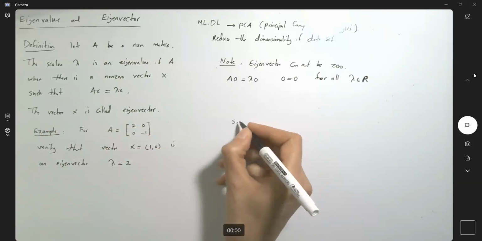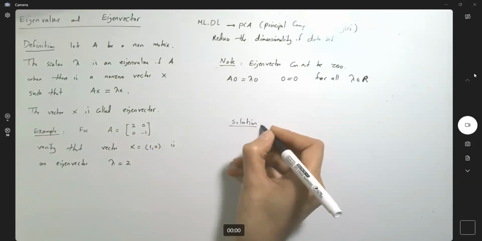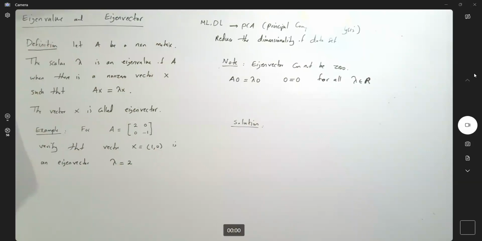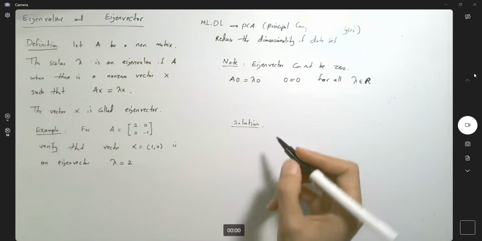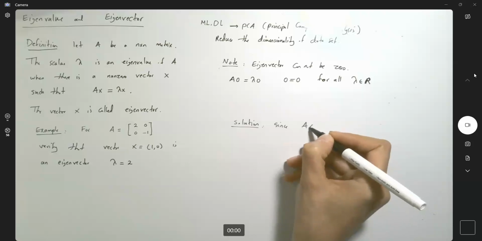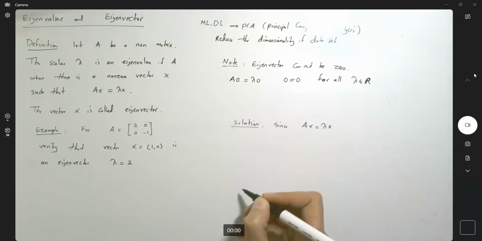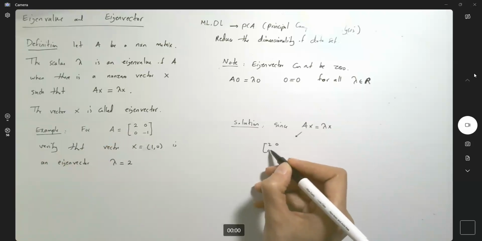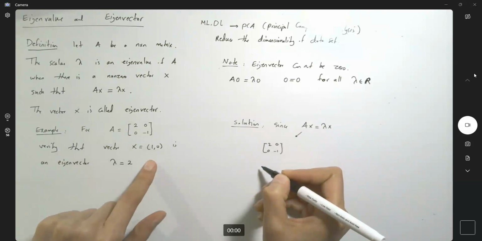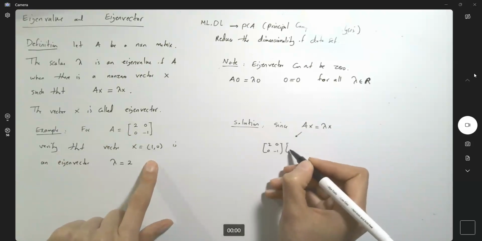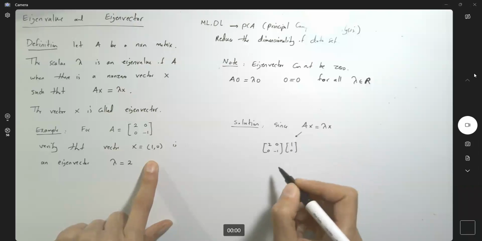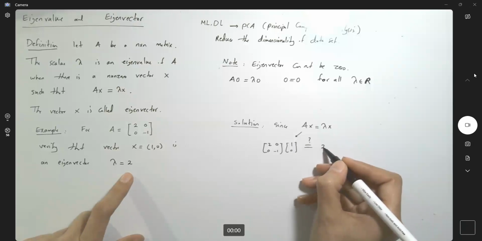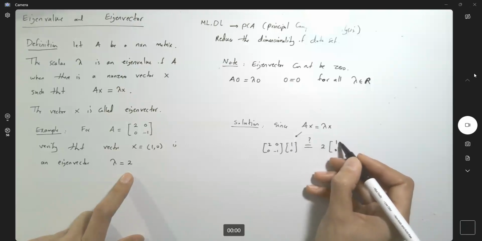So solution. Remember the definition. Always go back to the definition. Definition is super important. Since Ax must be equal to lambda x, take a look. My A is matrix 2, 0, 0, negative 1. My vector x is 1 and 0. Writing it this way, so the multiplication makes sense. It must be equal to lambda, which is a scalar, times vector 1 and 0.